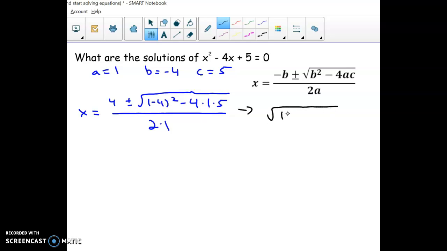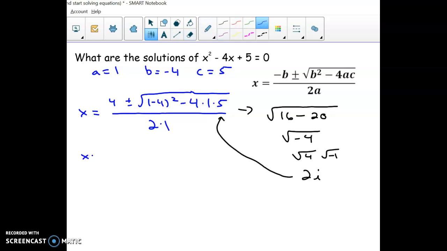Negative 4 squared is 16 minus 20. Ooh, this one's a little more exciting. We get negative 4. And so this is kind of nice because 4 is a perfect square. So we're going to get 2i. Okay, then we're going to plug it back in. This one's going to clean up a little bit prettier. So we're going to have 4 plus or minus the radical, which is 2i, all over 2.